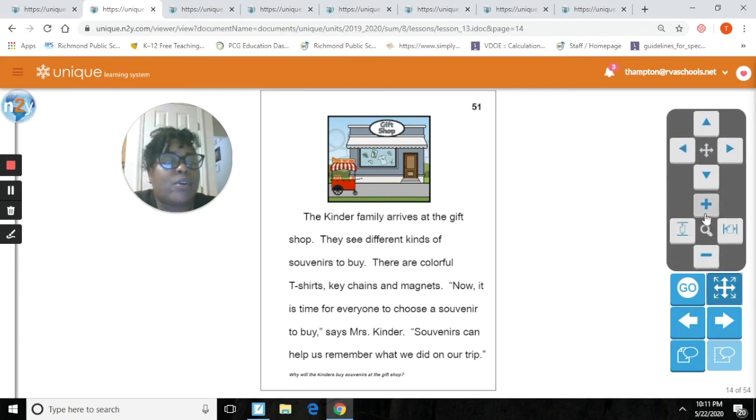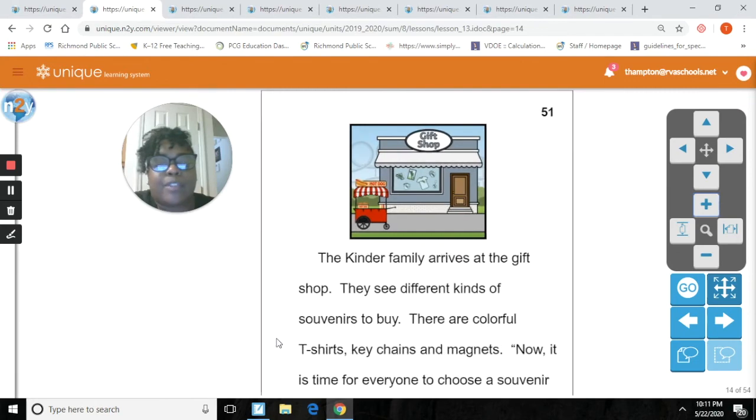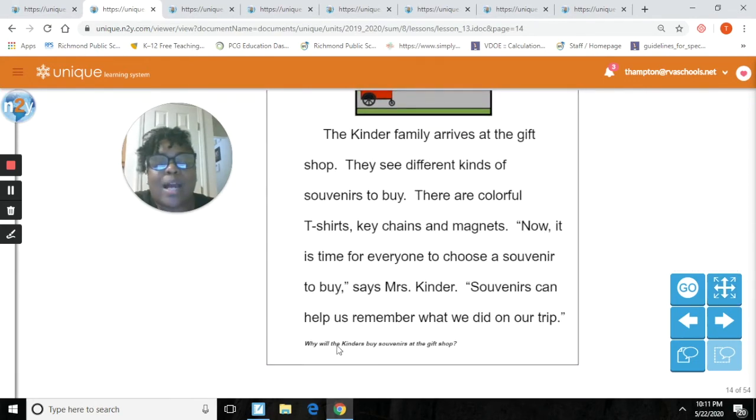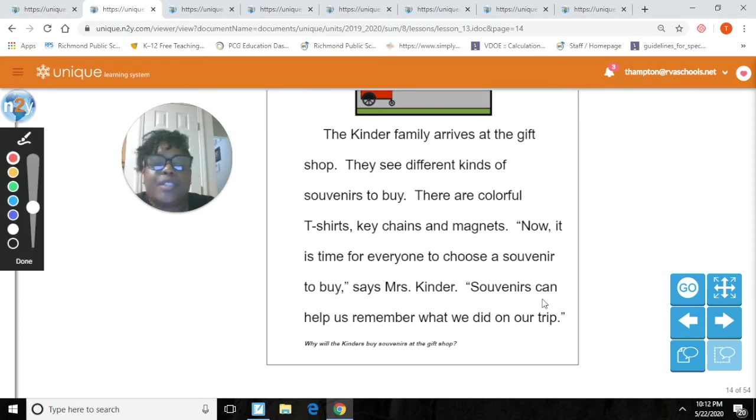So let's make our focus statement here a little bit bigger at the bottom so we can see what it wants us to do. It says, why will the Kinders buy souvenirs at the gift shop? Now, did you say souvenirs can help us remember what we did on our trip?